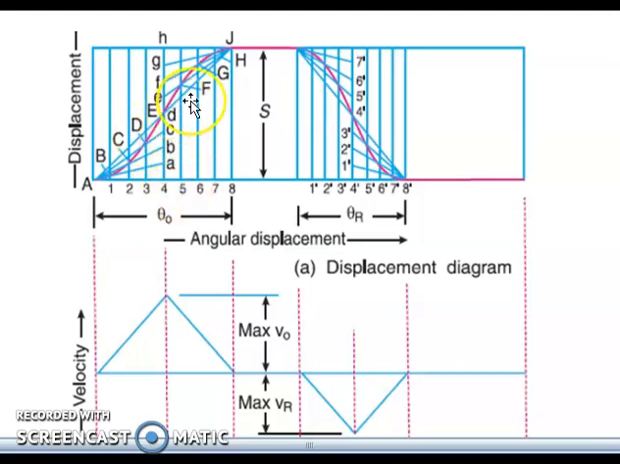And similarly, the line from 5 and this 5 will meet. 6 and this 6. 7 and 7. So if you join all these points by a smooth curve, you get the displacement diagram of the CAM. And the same procedure you have to repeat for the return stroke.